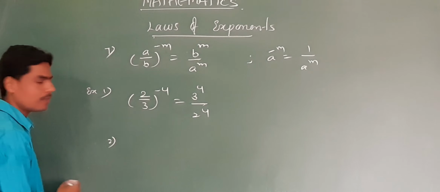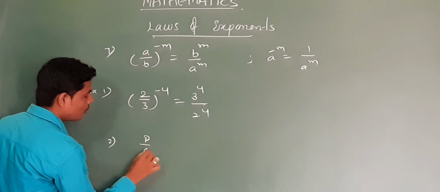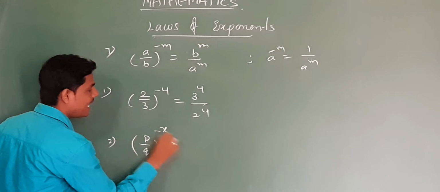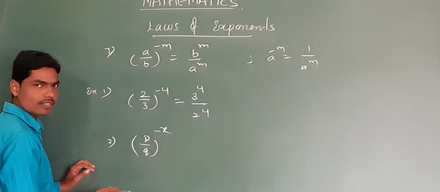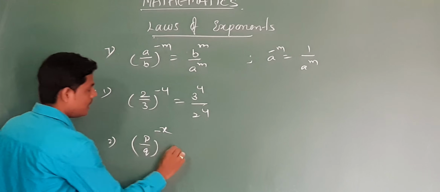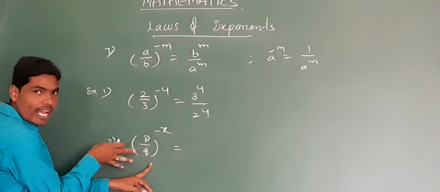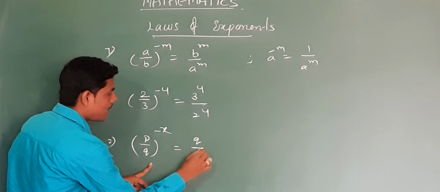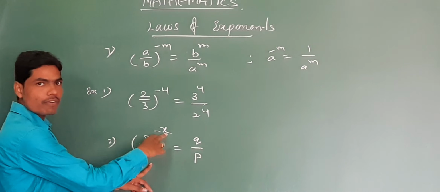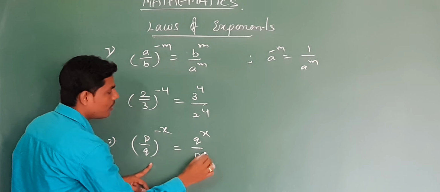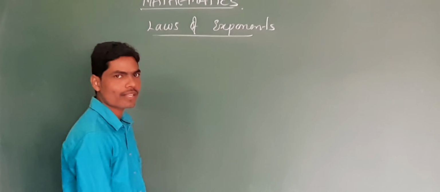Take another example. P by Q whole to the power of minus x. All are variables and the power is negative. Here, take that fraction reversed, Q by P, and write that power for both the numerator and denominator. Q power x by P power x.